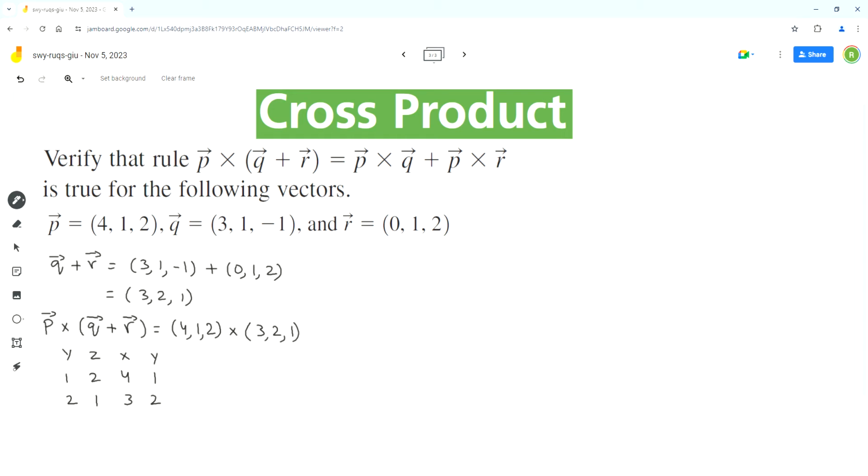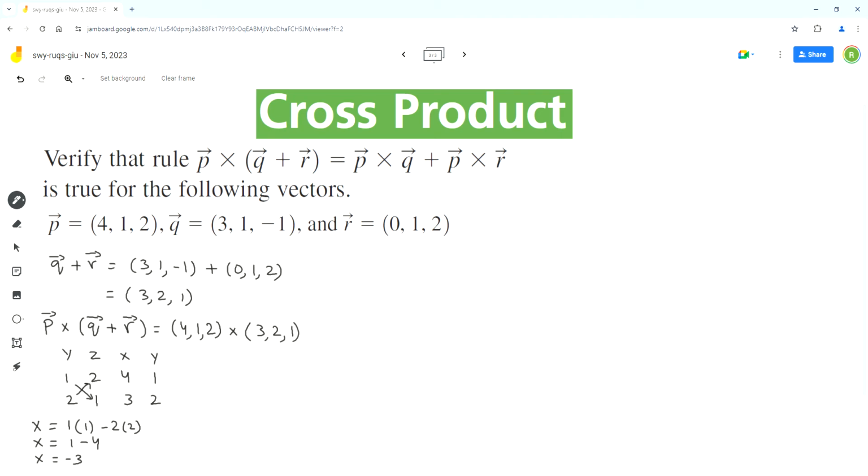Now we can start by calculating the x component of the cross product of these two vectors. So we should cross multiply their y and z components starting from the top and going across to the bottom, and minus bottom across to the top. So this is the x component.